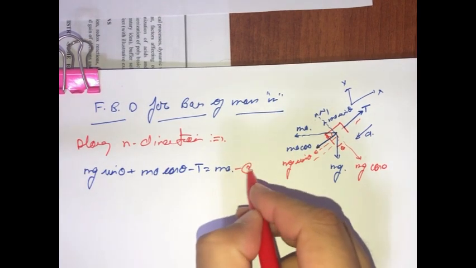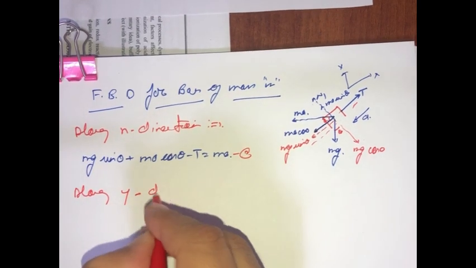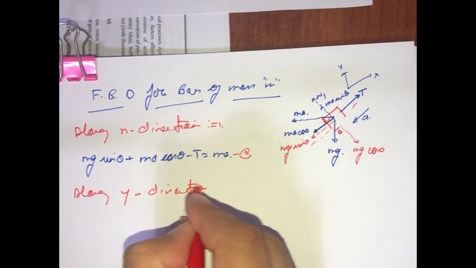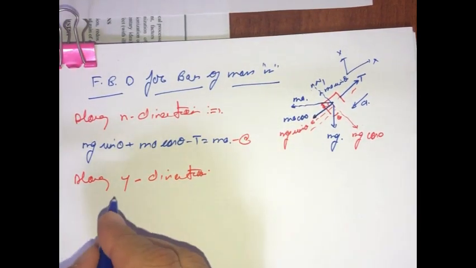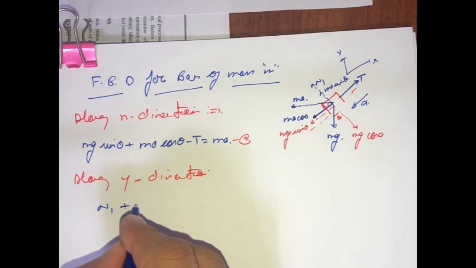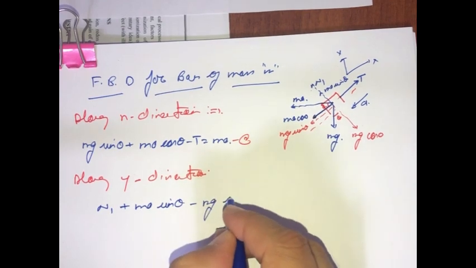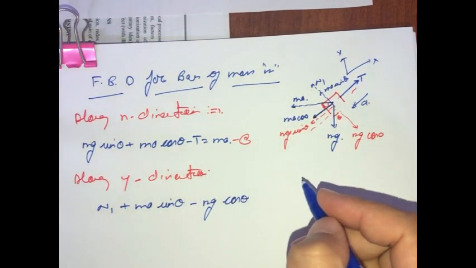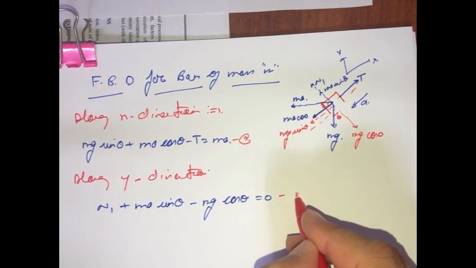Let's call this equation number 2, and next we write along y direction. We have our N1, and we have ma sin theta, and we have minus mg cos of theta, is equal to 0. Let us call this equation number 3.